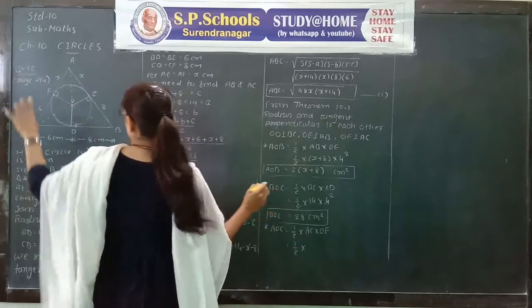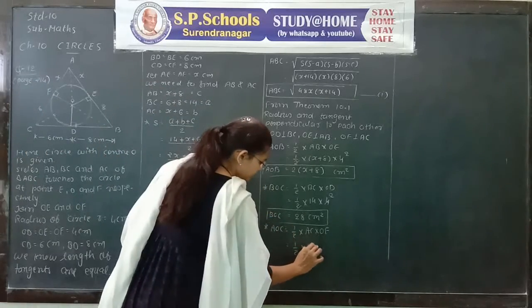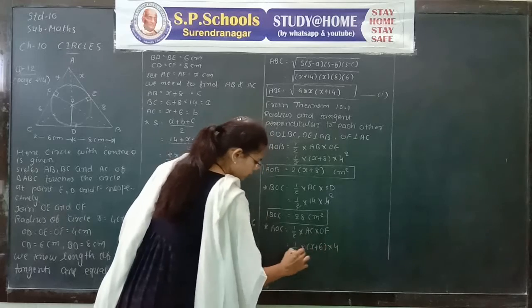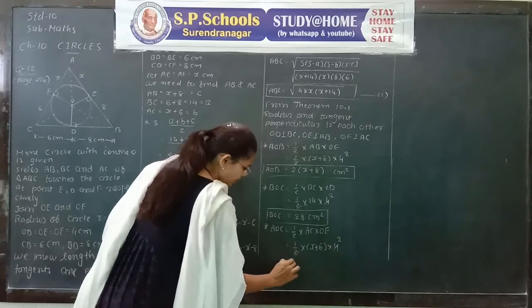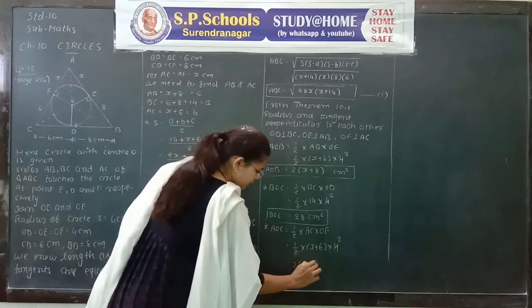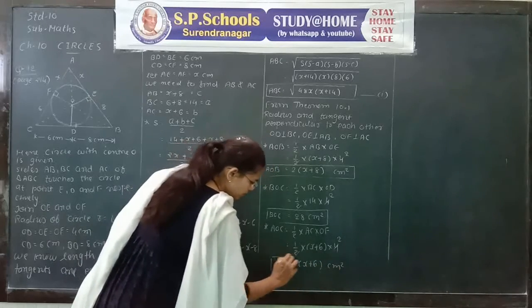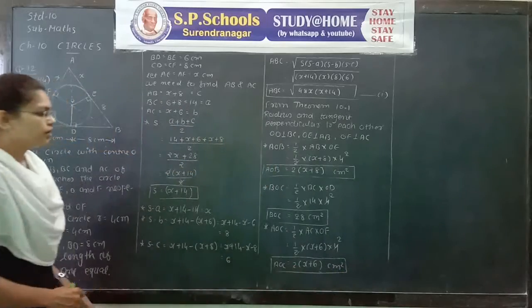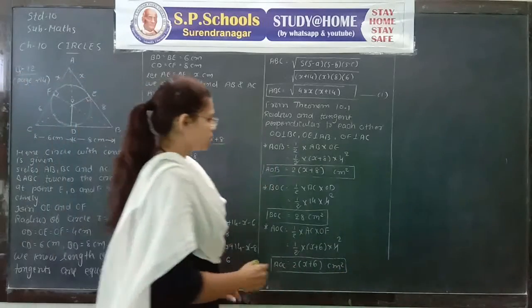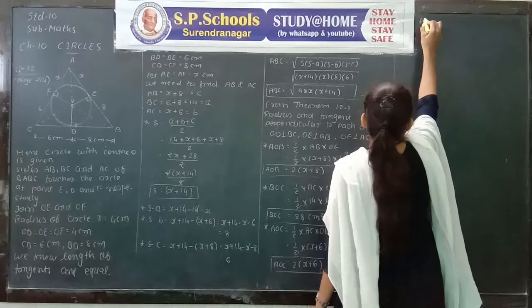1/2 into AC is x plus 6 and OF is 4. 2 2s are 4. 2 into bracket x plus 6 centimeter square is the area of AOC. Now add them. AOB, BOC and AOC gives the area of ABC.